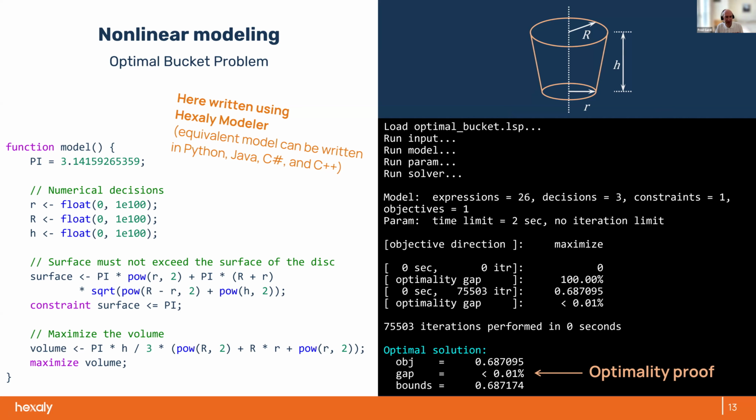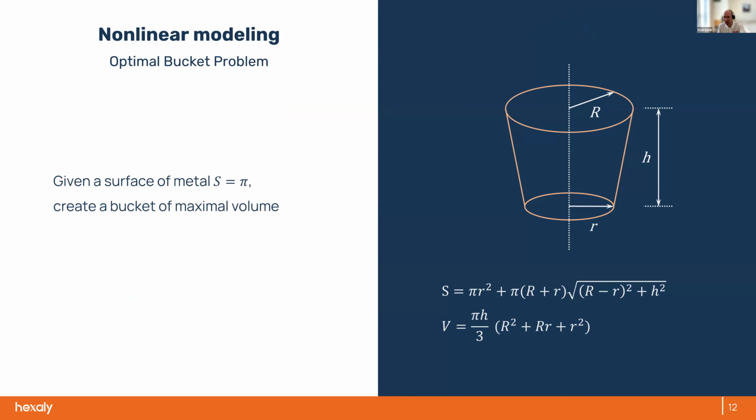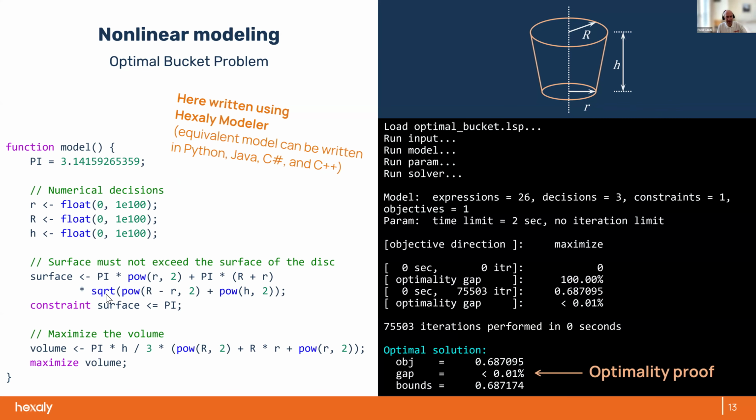The surface is expressed very directly. Here it's written using Hexaly modeler, which is very concise for mathematical modeling, but in Python, it would be almost equivalent. It would be almost the same. So the surface is expressed directly from the equations I gave. You can see that the equation here, it's written as this. I want the surface to be lower than pi here because I consider to have an input some disk of radius 1. So the surface of the disk is pi.